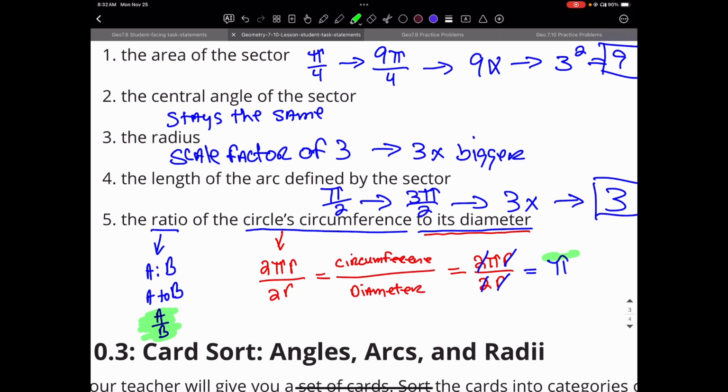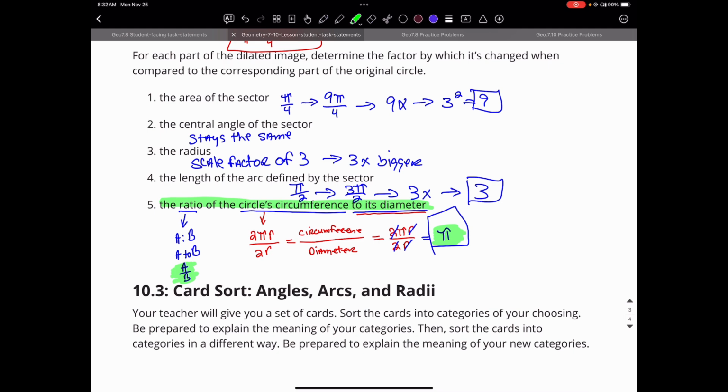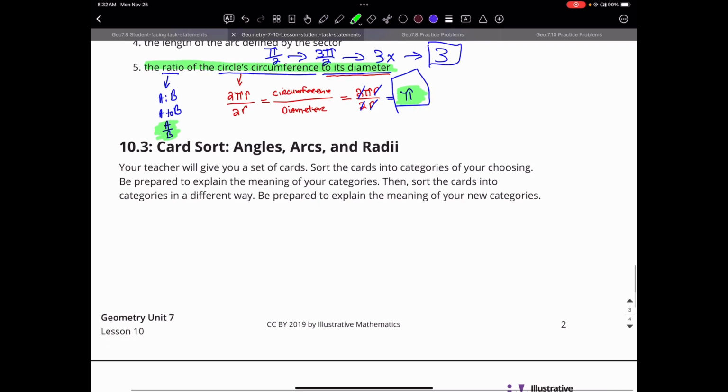Say what, Mr. Ford? Say what is, this is pi. Well, what's pi, Mr. Ford? Well, that's funny you should ask. Pi is the ratio of a circle's circumference to its diameter. I just tricked you into taking in some pi. I'm not going to do 10.3. I think we've had plenty of practice with those, and I don't want to go too much further.